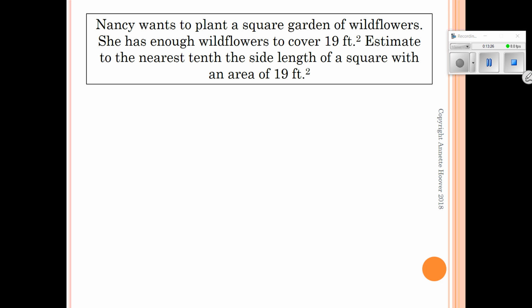Let's look at an example here. Nancy wants to plant a square garden of wildflowers. Square means we're going to be using squares and square roots. Usually when we have a square to indicate it's a square, we have a slash on each one to show that they're all the same length. She has enough wildflowers to cover 19 square feet. Estimate to the nearest tenth the side length of a square with the area of 19 square feet.